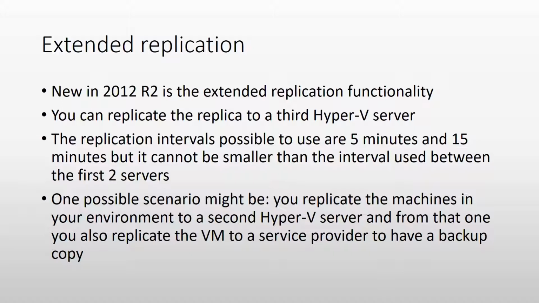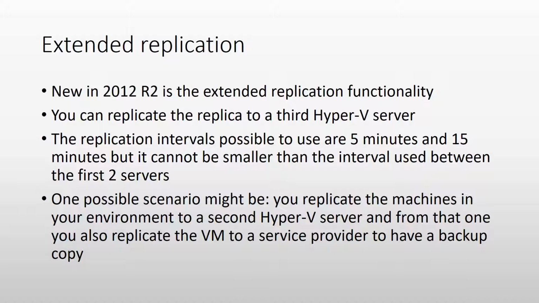And one possible scenario for this is if you have Hyper-V Replica in your environment from one host to the other, and you want one extra measure of security, you could replicate your replica to an external service provider, so you have another copy. Or it could be the other way around. You could have only one Hyper-V host in your environment, replicate the machine to a provider, and that provider can also replicate it again in its data center.